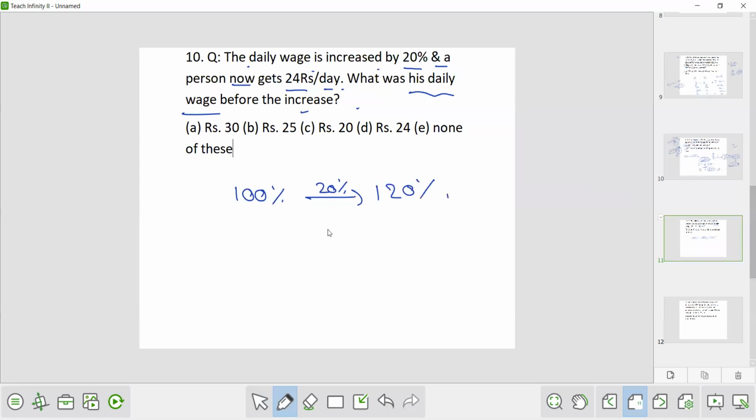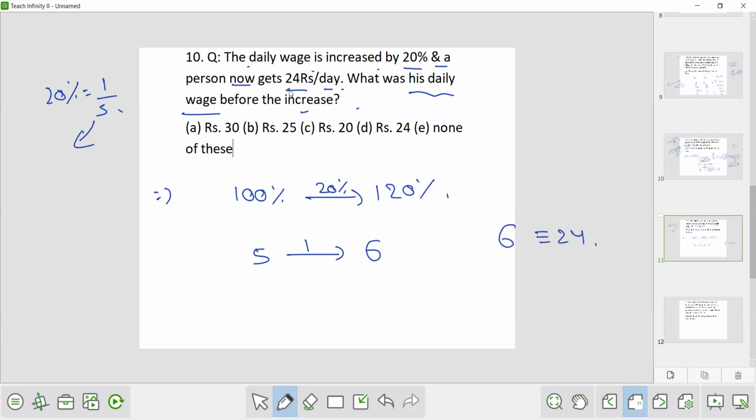Or we can do it like this. 20% is equivalent to how much? 1 by 5. Means initially it was 5. It got increased by 1. So now the new will be 6. And now 6 is equivalent to 24.